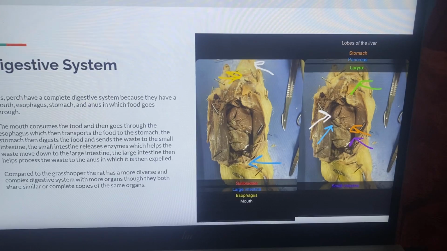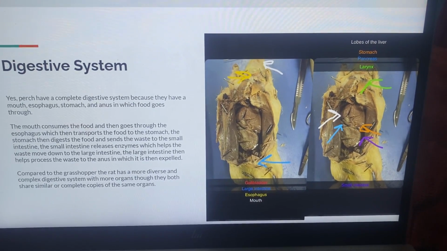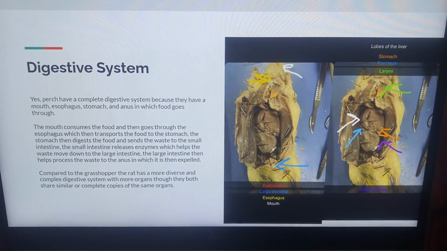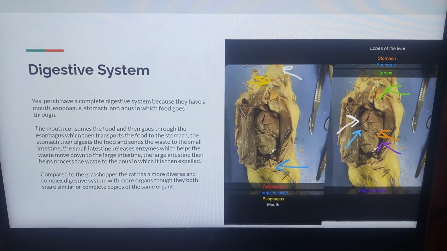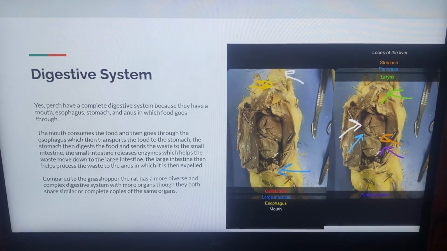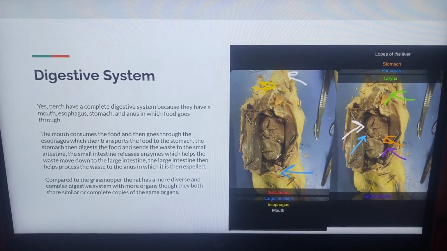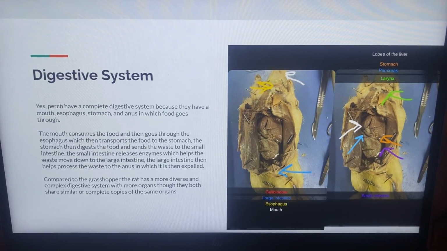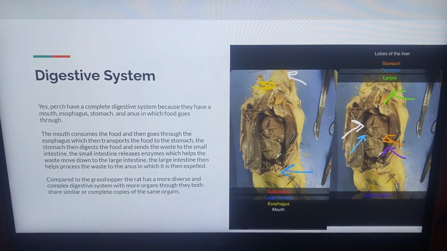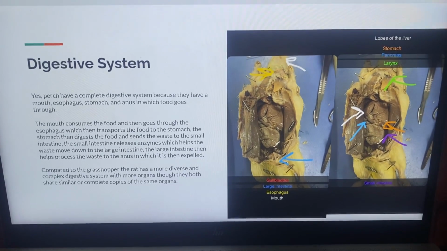I would also like to point out that the rat does not have a gallbladder, even though it was asked for. Compared to a grasshopper, the rat has a more diverse and complex digestive system with more organs. They both share similar or complete copies of the same organs, that being stomach, esophagus. Well, I'm pretty sure the grasshopper has a gallbladder and a larynx and intestines.